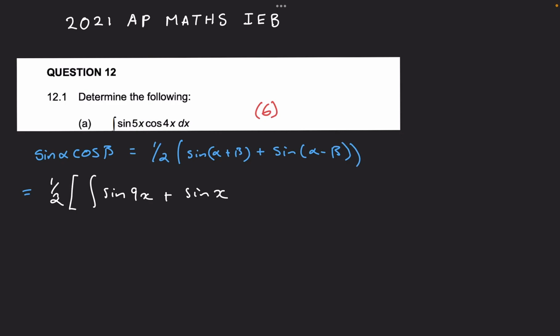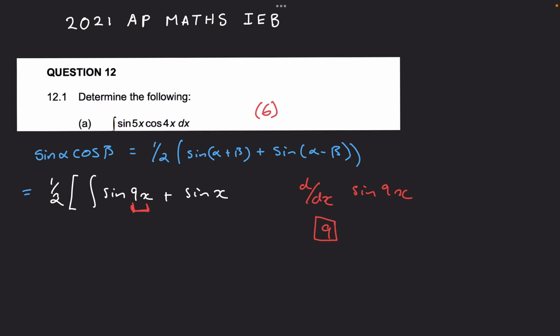We know that the integral of sine something is negative cos, without forgetting to do the reverse chain rule on the sine 9x. Don't forget that when you differentiate sine 9x, you're going to get 9 out front, coming from the chain rule. Sorry, not 1 over 9, just 9. When we're reversing it, we're going to pull out the 1 over 9.